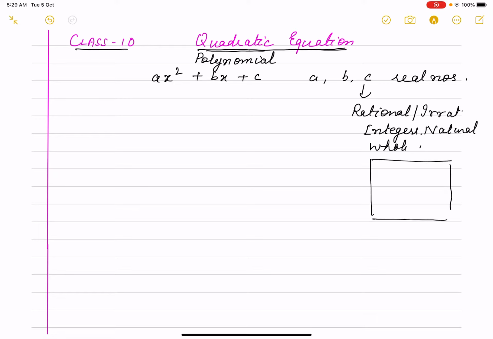If we take the house of real numbers, here it is real number, then we have rational, here we have irrational numbers, inside it is integers, then we have whole numbers, and then natural numbers. Means all types of numbers are there in a, b and c. And what is the variable here? Variable is x. So degree of variable is 2. What is degree? Highest power of the variable is called degree.